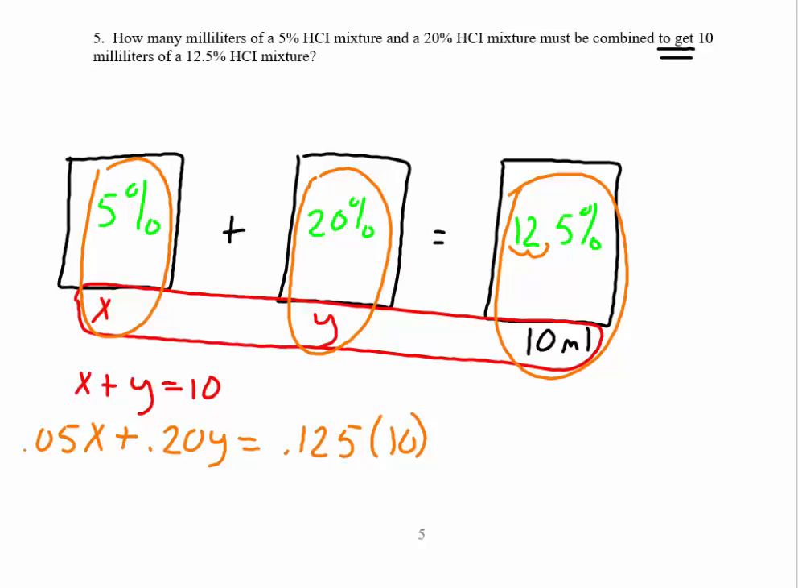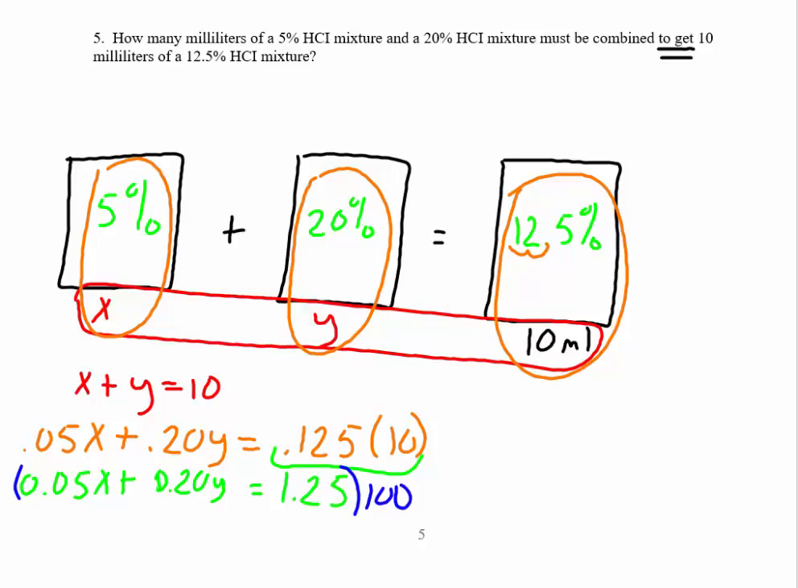So the x plus y equaling 10 is fine, but let's go ahead and make the second equation a little bit nicer. First of all, when we multiply 0.125 times 10, we get 1.25. So everything else is going to stay the same. Now, if you want to work with decimals, you can. I would decide most likely to get rid of decimals. So we need to multiply everything by 100 so we can move our decimal twice to the right.